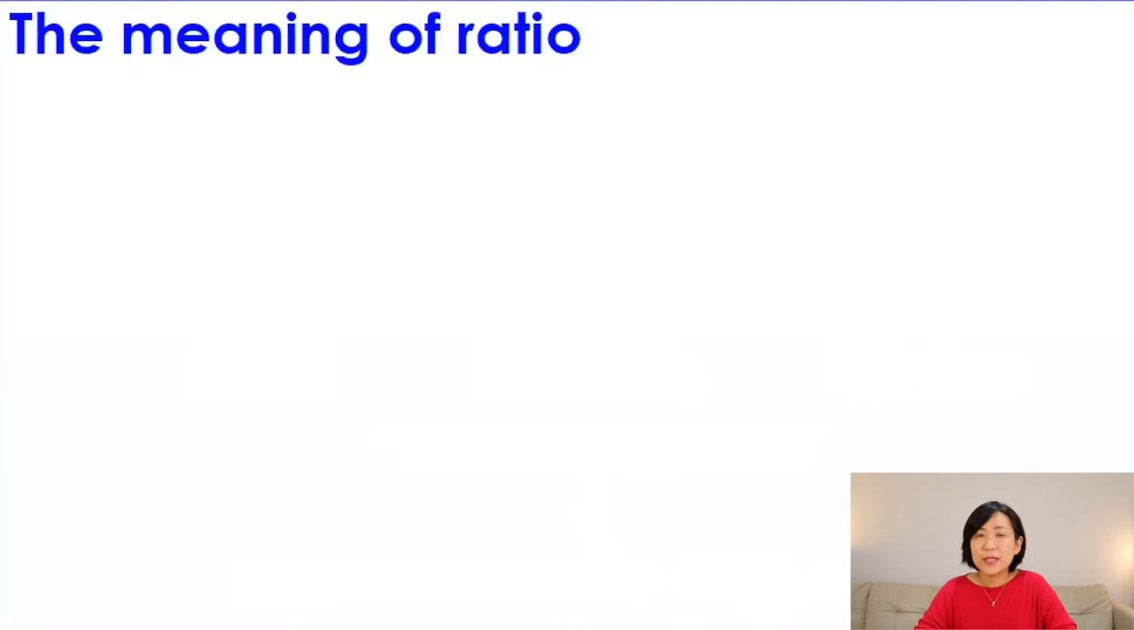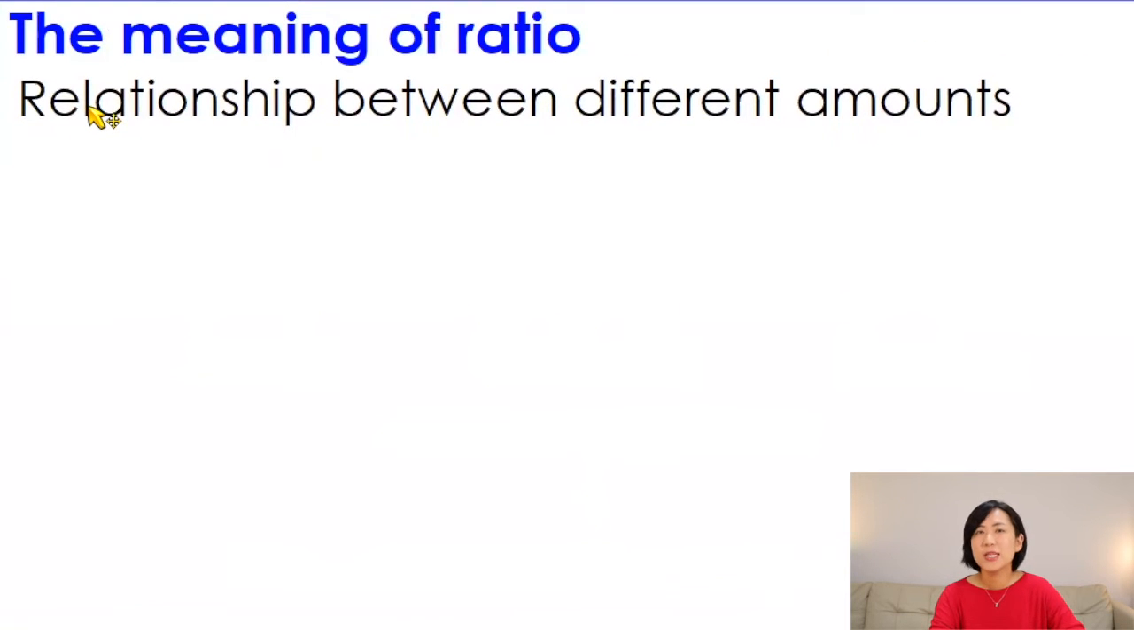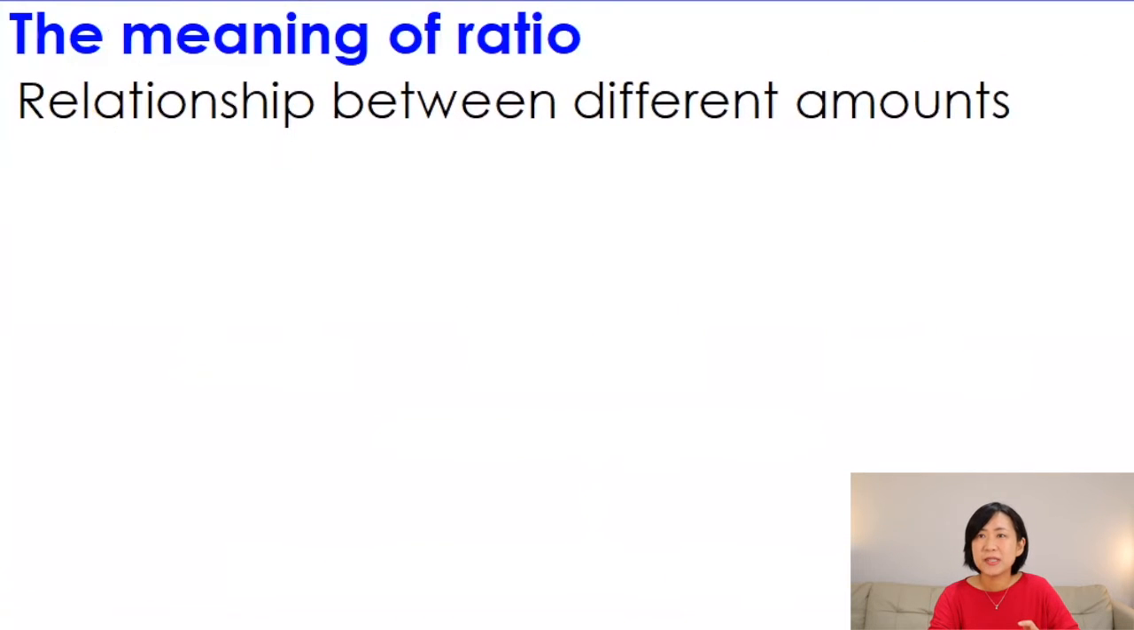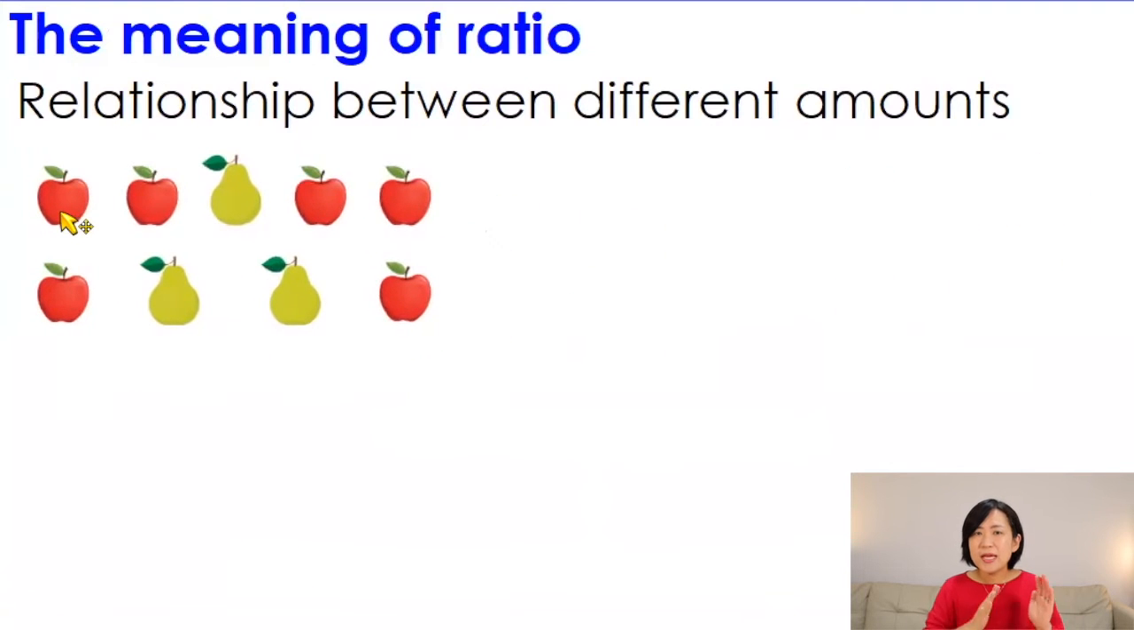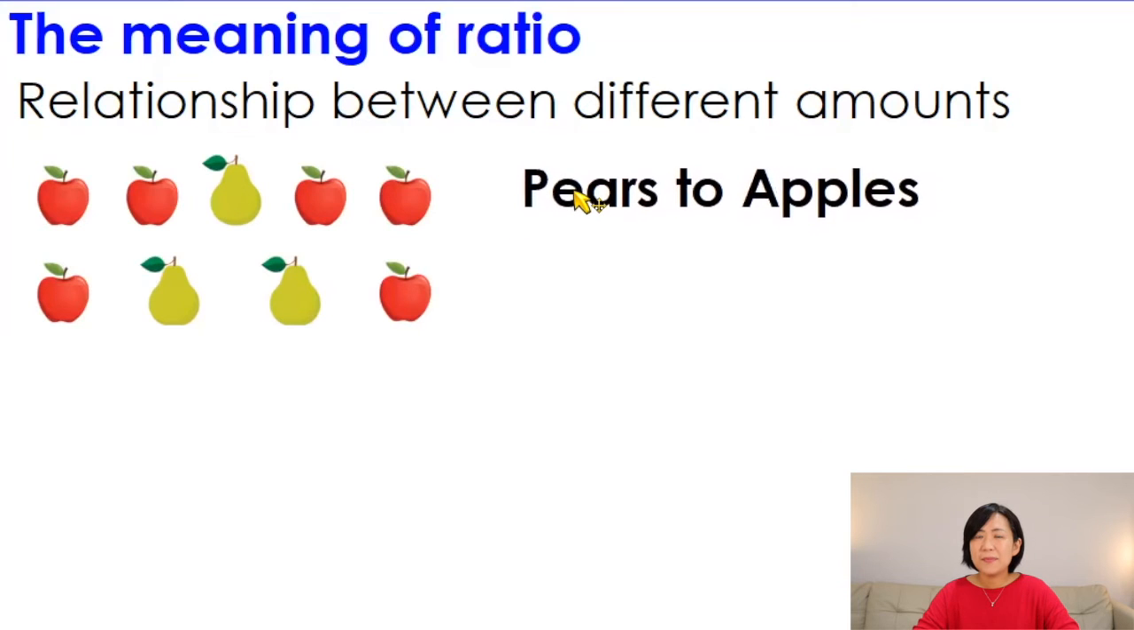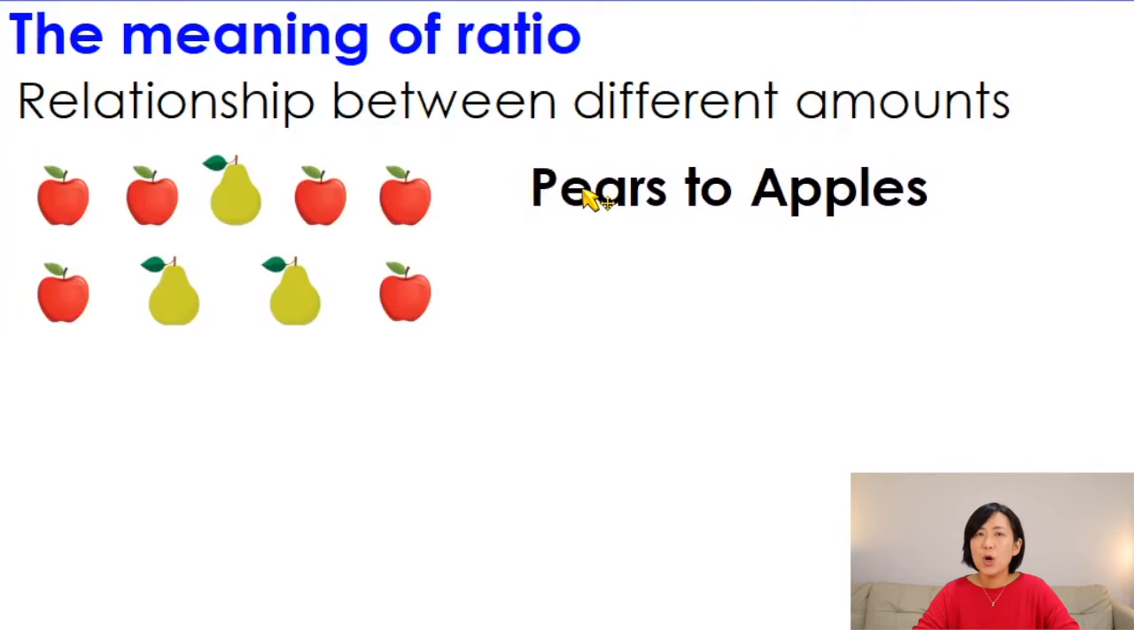Okay, now let's talk about the meaning of a ratio. What is a ratio? Ratio is a relationship between different amounts. That means there is a quantity of something that you compare to the quantity of something else. For example, look at the picture. We have pears and apples. What is the ratio of pears to apples? That means we're comparing the number of pears to the number of apples.